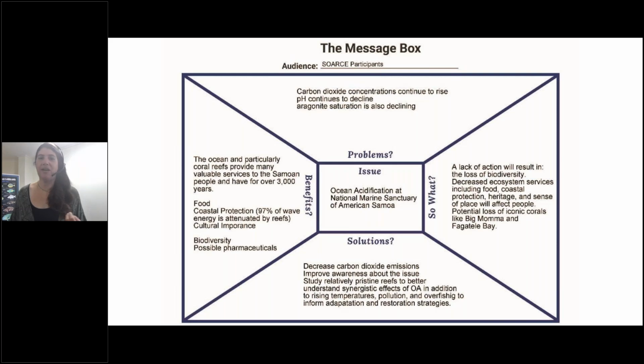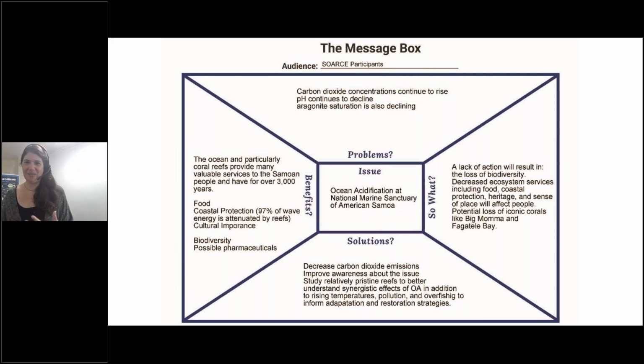So starting off, the audience was all of you, my lovely SOARCE participants. Thank you for being here today. And we knew that the issue was ocean acidification at National Marine Sanctuary of American Samoa. So I have those starting pieces. I went through then to kind of define the problem. So what is the problem? The problem is carbon dioxide concentrations continue to rise, pH continues to decline, and aragonite saturation is also declining around the world.